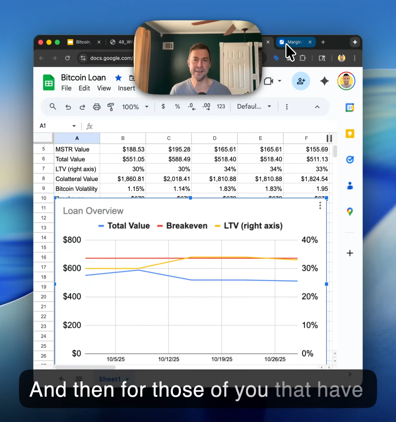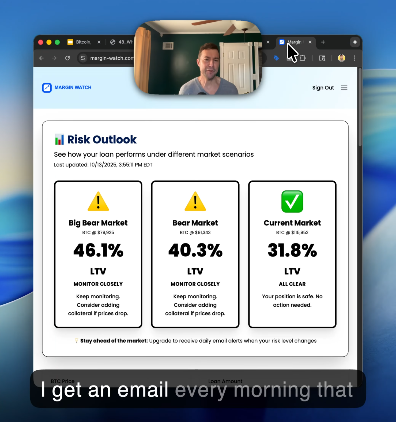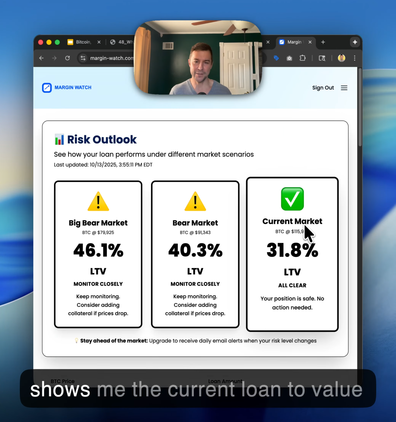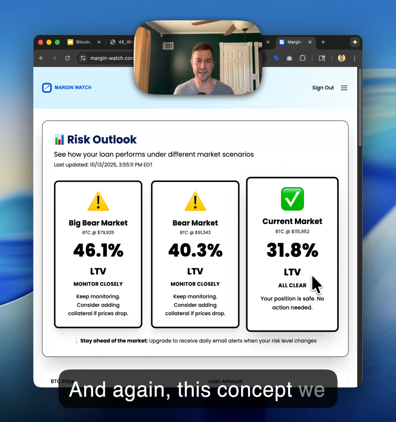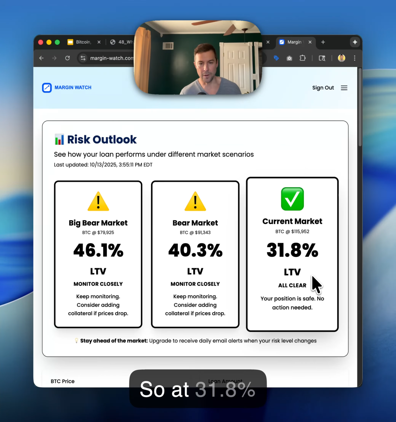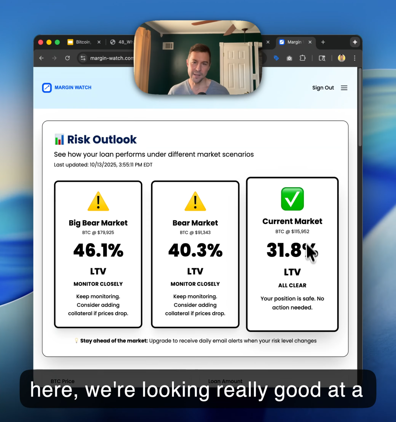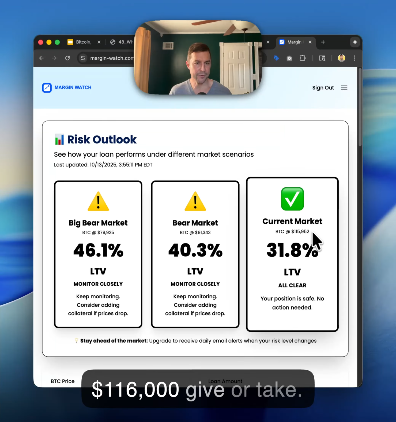And then for those of you that have Bitcoin loans, I created this service called Margin Watch. I get an email every morning that shows me the current loan to value of my Bitcoin loan and what my LTV is. And again, this concept we discussed in prior videos, so go back and check that out if this is new to you. But basically, the lower the percentage, the safer the loan is, the more over collateralized it is. So at 31.8% here, we're looking really good at a Bitcoin price of about $115,000, $116,000 give or take.